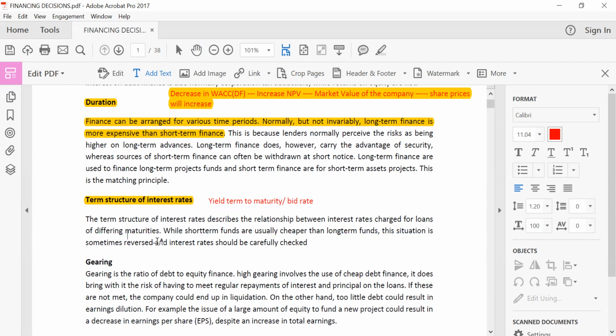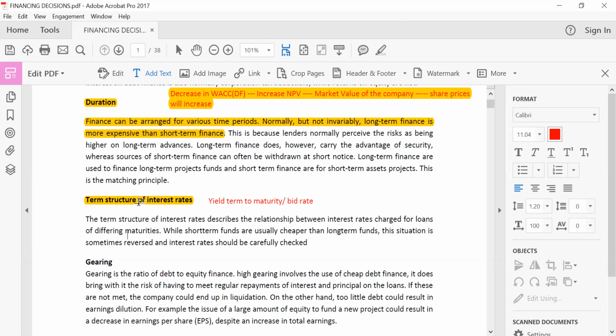So when we talk about term structure of interest rates, we are looking at a relationship between interest rates and the maturity periods of any loan that we go for. So a term structure of interest rate looks at a relationship between two main items. What are they? The interest on the loan and the maturity. What do you mean by maturity? We are talking about the point of redemption, the point where the loan they gave you, you are supposed to pay the principal.